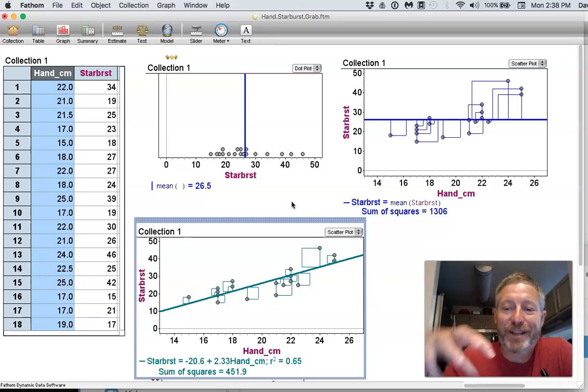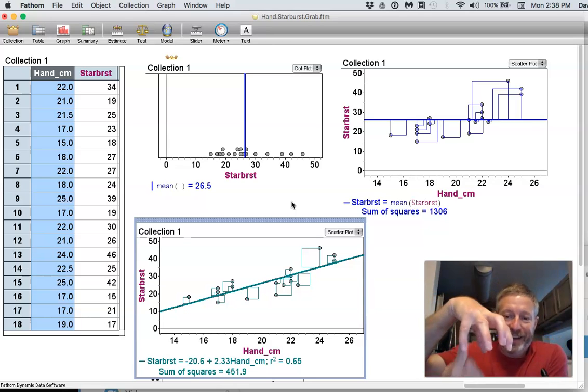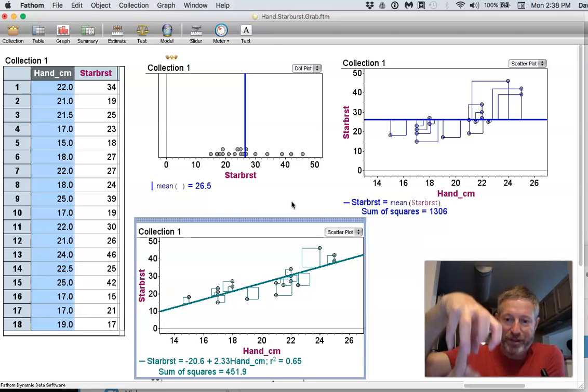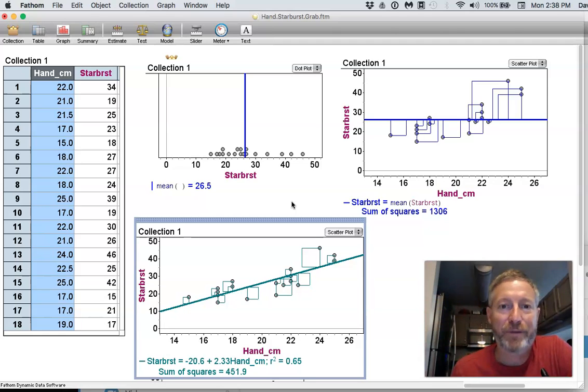There are other variations, like maybe the depth of your hand as you grab, there's like this three-dimensional depth. Maybe that measurement can account for some of the variation. Maybe the height of your hand from top to bottom can also account for some of the variation. So there are other sources of variation that could be contributing to the variation in Starburst.